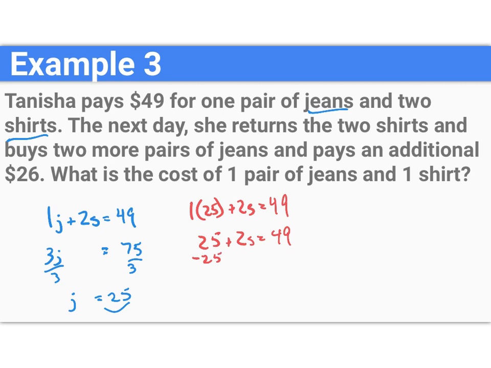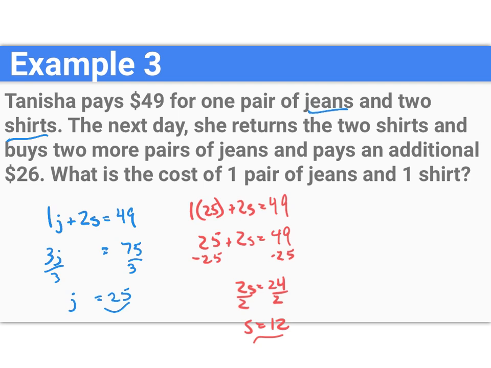Subtract 25 on both sides. Two shirts equals $24. Divide by 2. Now the shirts equals $12. One shirt. Now that we have figured out how much one shirt and one pair of jeans cost, now we had to add them together to answer the question.